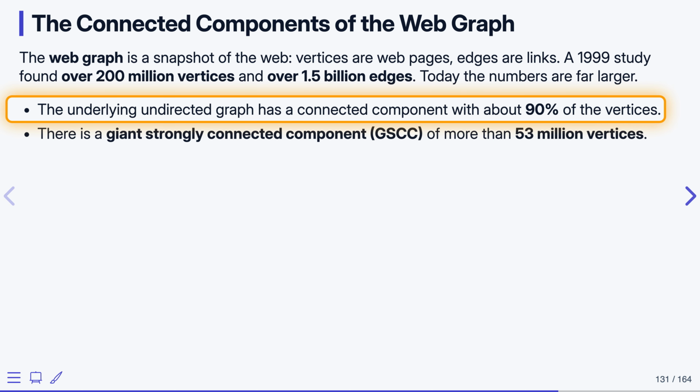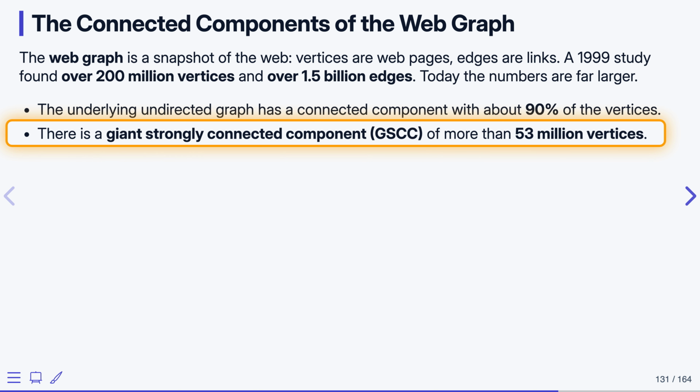Now apply our 2 tests. If we ignore the link directions, about 90% of the pages sit in one single connected piece. And if we keep the directions, there is one giant strongly connected component called the GSCC, with more than 53 million pages. Inside it, you can follow links from any page to any other page and come back again.